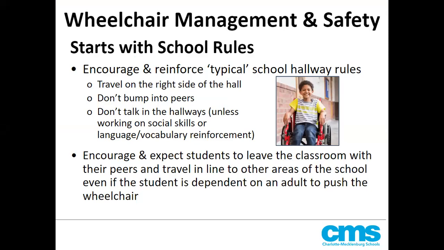Encourage and reinforce typical school hallway rules, such as traveling on the right side of the hall, not bumping into peers, and not talking in the hallways. Encourage and expect students to leave the classroom with their peers and travel in line to other areas of the school, even if the student is dependent on an adult to push the wheelchair.